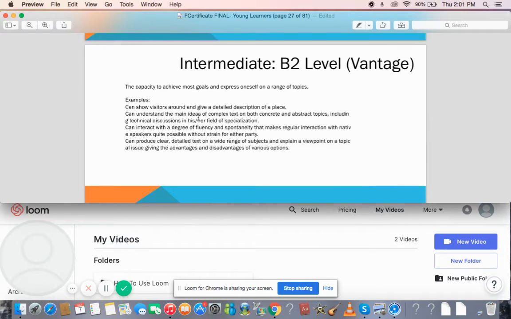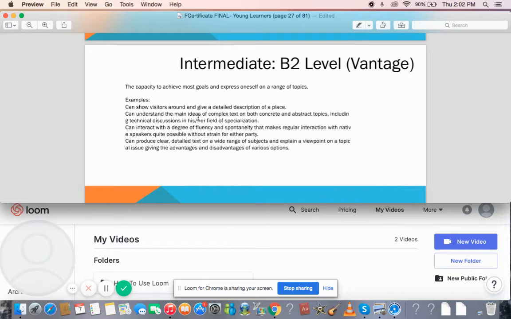So we have intermediate B2 level. Some countries, when I was in Latin America, actually require teachers to have at least B2 level of English to be able to teach elementary and high school students. So when we say B2, it means at least you can converse and express oneself on a range of topics.